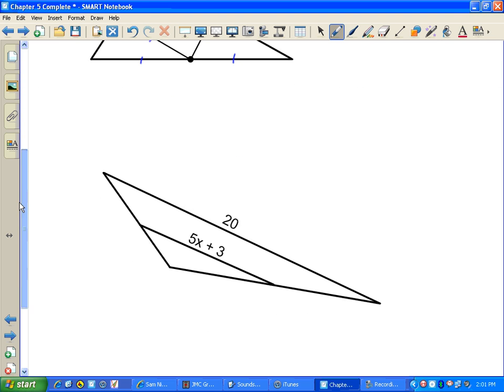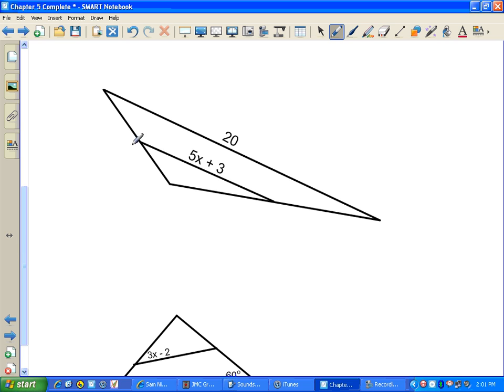So I've got a couple examples we can do using midsegments. Okay, if I told you that this is a midsegment, and I wanted you to solve for x, I know that this side is twice as long as this one, so it's going to take two midsegments to equal the side. Okay, then we can distribute. We get 10x plus 6 equals 20. So 10x equals 14. So x equals 1.4.